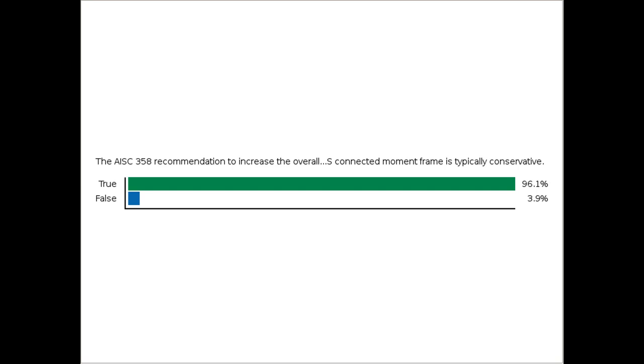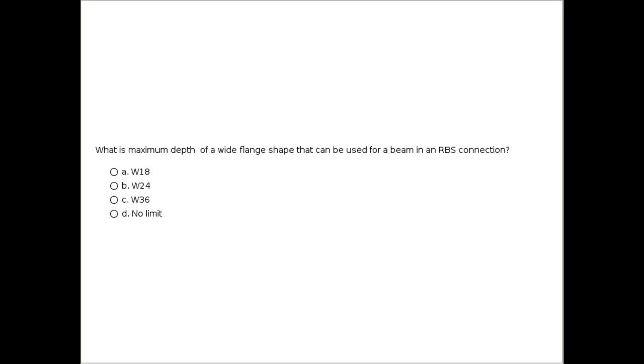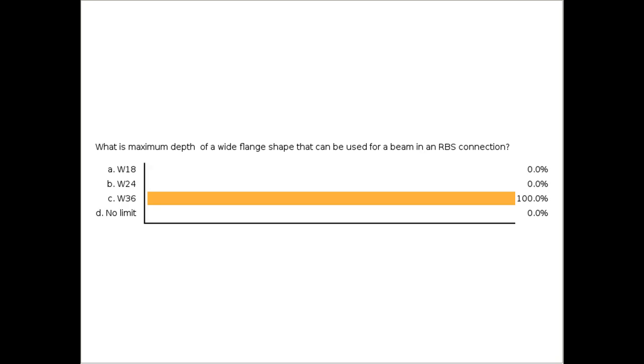Let's go ahead and move to the second one. Multiple choice. What is maximum depth of a wide flange shape that can be used for a beam in an RBS connection? Answer A, W18, B, W24, C, W36, or D, there is no limit on the depth of a wide flange section.